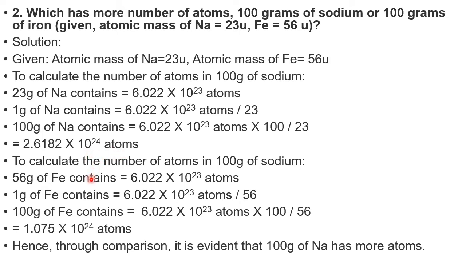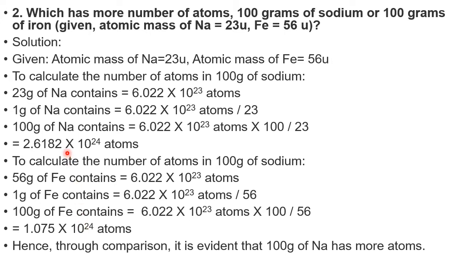Now to calculate the number present in the 100 gram of sodium, same formula, same method you apply. What you will get? You will get 1.075 into 10 to the power 24 atoms. Now we compare. In 100 gram of sodium, these many particles, and in the 100 gram of iron, these many particles. Okay, which has got more number?